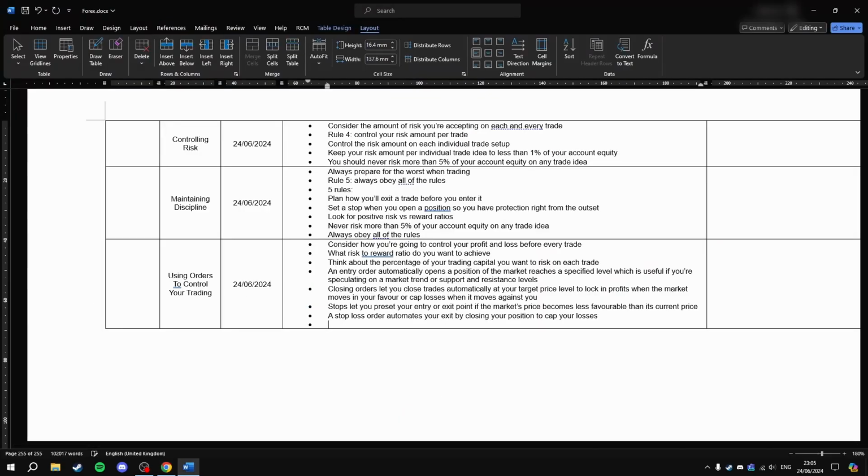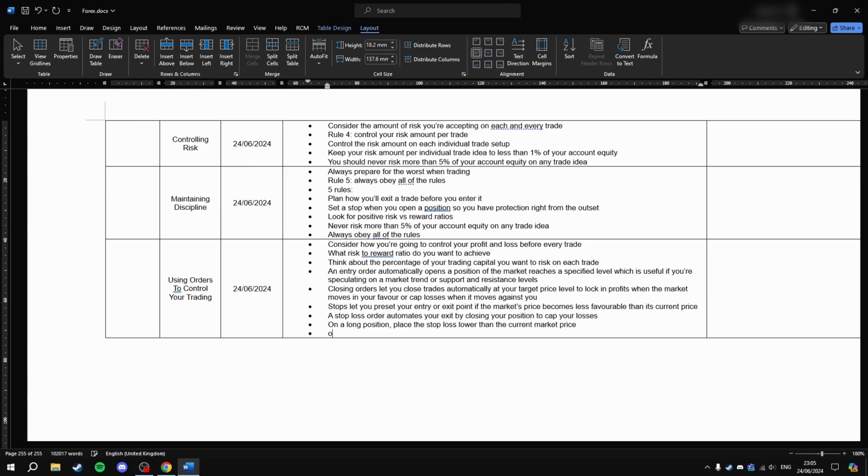So on a long position, place the stop loss lower than the current market price. On a short position, place the stop loss higher than the current market price.